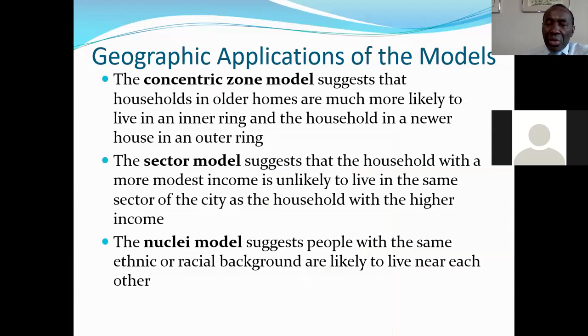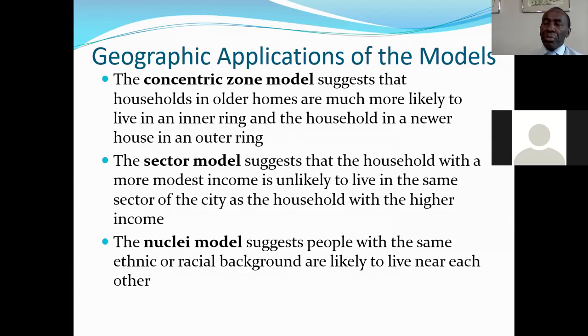For the multi-nuclear model, it says that people of similar ethnicity or race are likely to live near each other. I pointed out earlier that we see that out here in Tulsa, as in other cities. You go to North Tulsa, mainly Caucasians. You go to North Tulsa, mainly Black or African Americans. You go to South Tulsa, mainly Caucasians. And if you go to, is it East or West? One of those, where you have more Latinos.